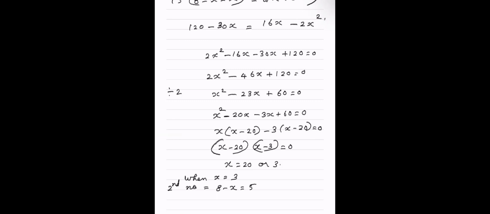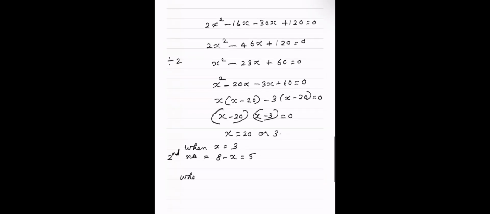8 minus x, which is 5. That is okay. Now, when x is equal to 20, the second number is 8 minus 20, which is minus 12, right? This is not a natural number. Minus 12 is not a natural number. You cannot include that combination there. Therefore, the required numbers are 3 and 5.